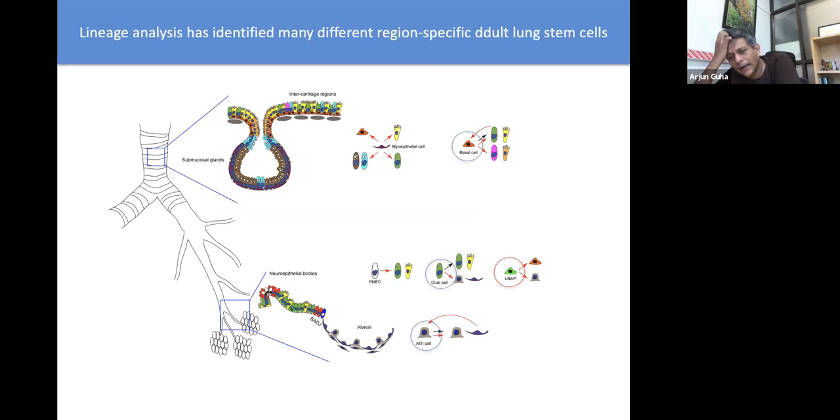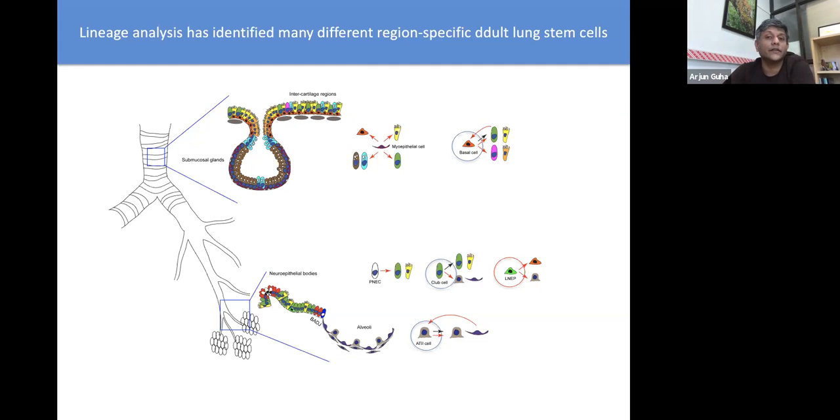So then the question becomes, okay, that's a little bit disappointing because we've studied all of this development and we've identified these stem cells, but such stem cells don't exist in the adult lung. So what is the nature of the cells that contribute to the repair of the adult lung?